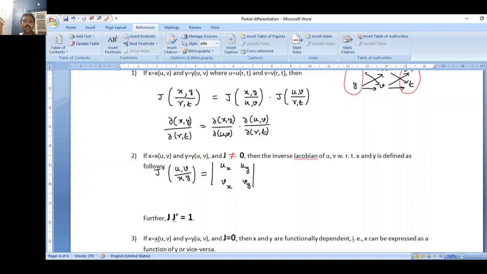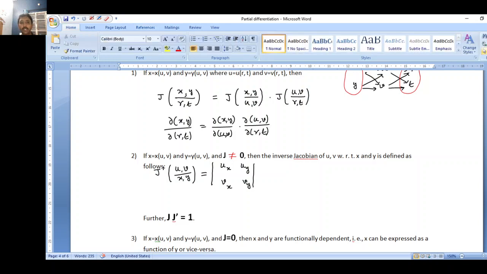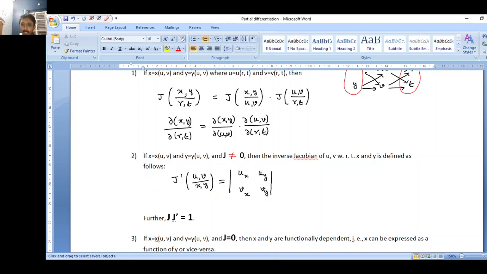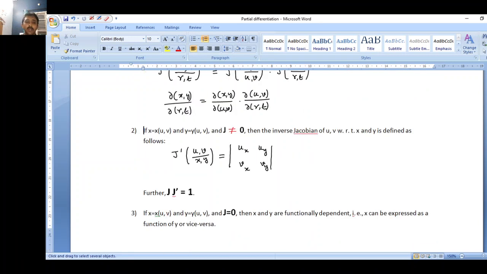And the second property says if the value of the Jacobian is not equal to 0, then the inverse Jacobian exists. If x and y are given in terms of u and v, then finding the inverse Jacobian is about expressing u and v in terms of x and y. So the inverse Jacobian exists only when the value of the actual Jacobian is not equal to 0. In that case, J dash of u, v with respect to x, y is defined as the determinant of dou u by dou x, dou u by dou y, dou v by dou x, dou v by dou y, right?